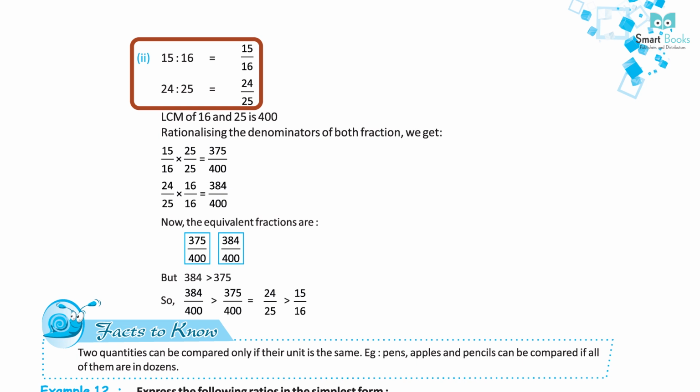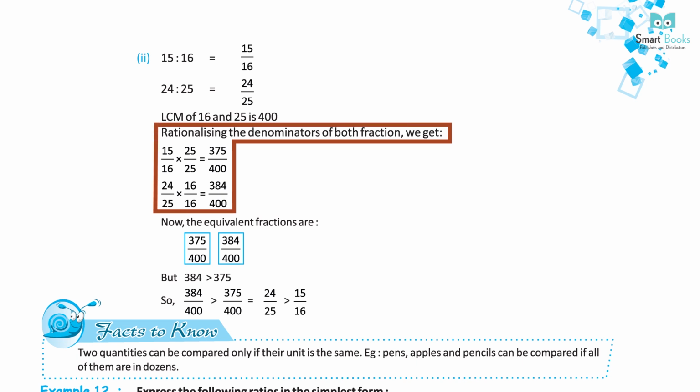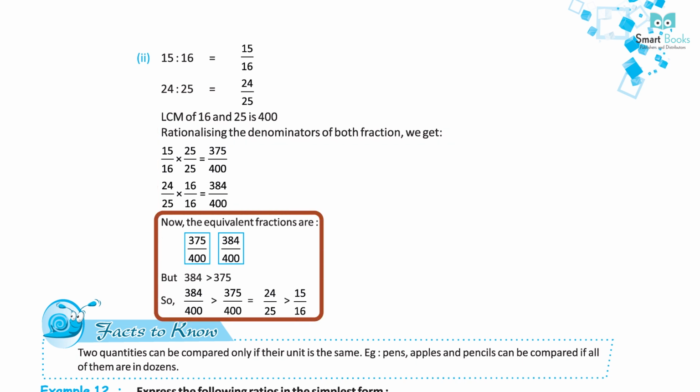Second, 15:16 equals 15 upon 16. 24:25 equals 24 upon 25. The LCM of 16 and 25 is 400. Rationalizing the denominators of both fractions, we get 15 upon 16 into 25 upon 25 equals 375 upon 400. 24 upon 25 into 16 upon 16 equals 384 upon 400. Now, the equivalent fractions are 375 upon 400 and 384 upon 400.